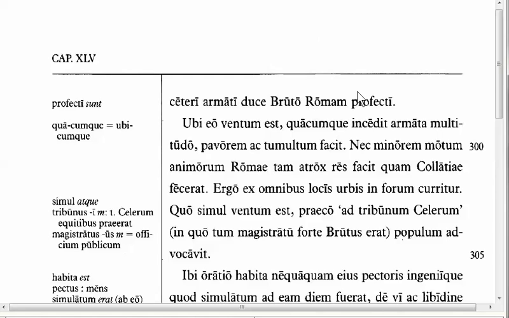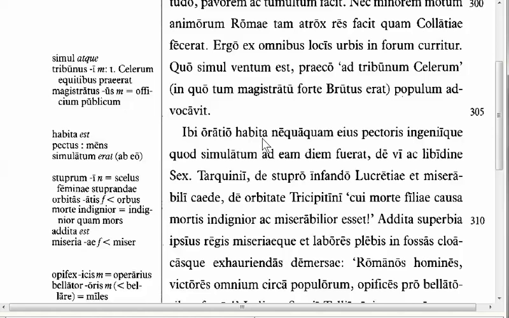In line 306, we have Ibi oratio habita nequaquam eius pectoris ingenique, quod simulatum aream diem fuerat, de ui ac libidine sex sexti tarquinii, etc. We'll stop there for a second. So there, a speech was held in no way of that heart and of that nature which he had been pretending up until that day. A speech about the use of force and the sexual perversion of Sextus Tarquinius, about the disgusting rape of Lucretia and about her wretched death, about the bereavement of Trachipetinus. I'll stop there.